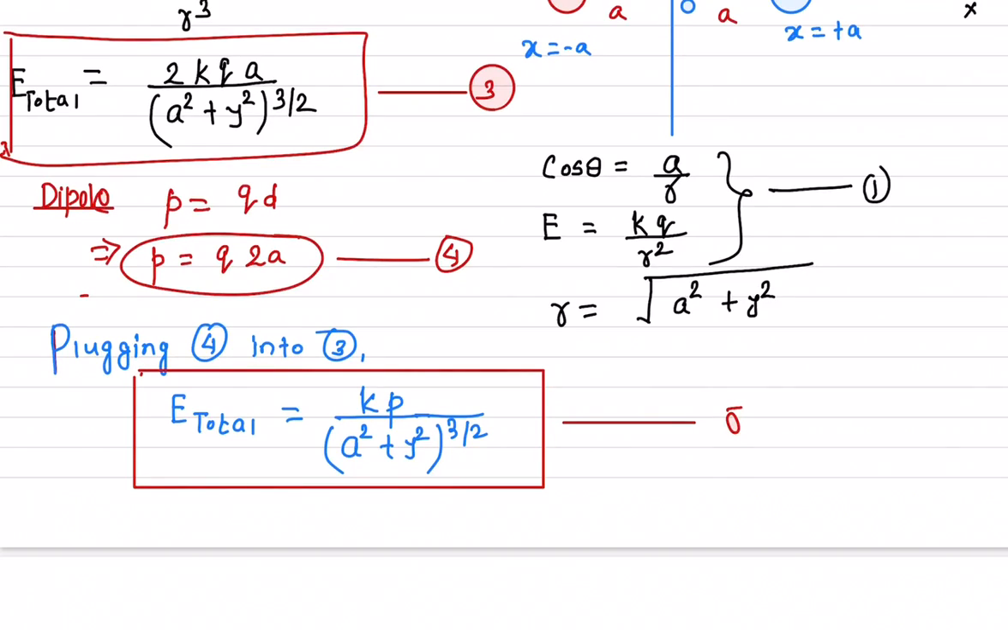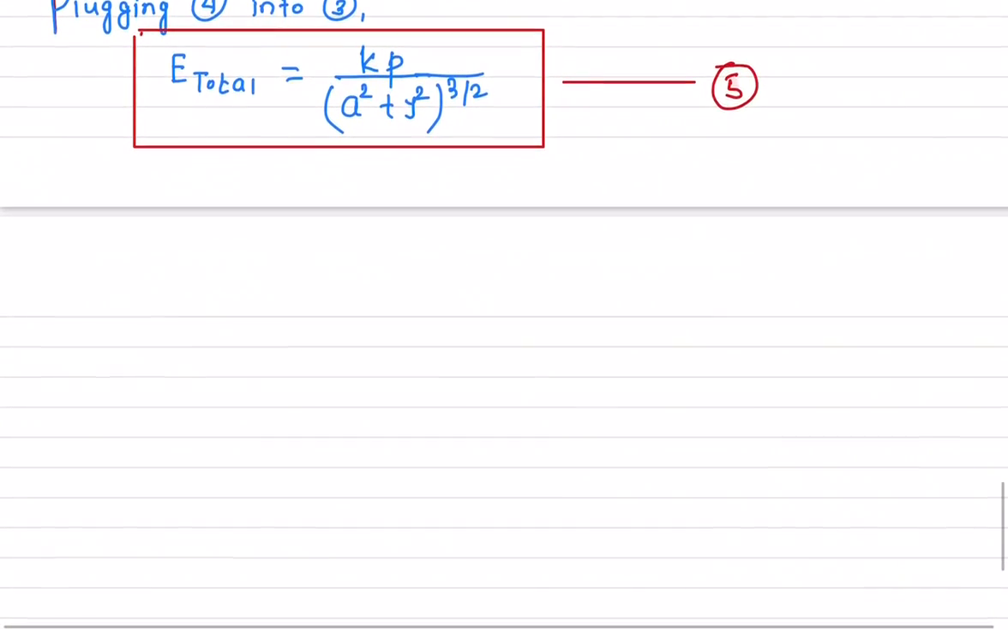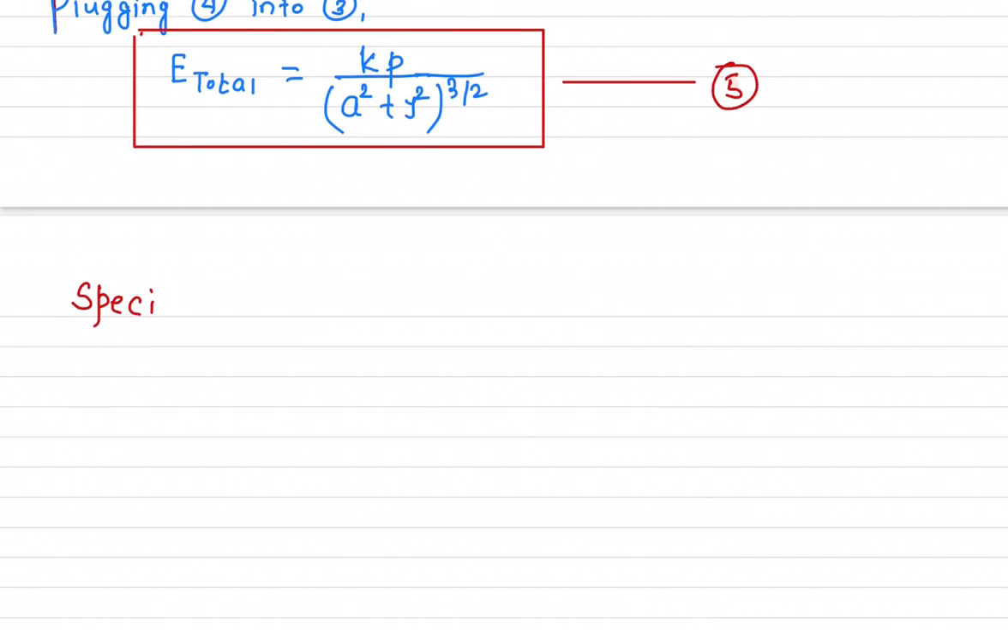So this is now equation number 5. And now we can take some special cases. Let's talk about some of the special cases.